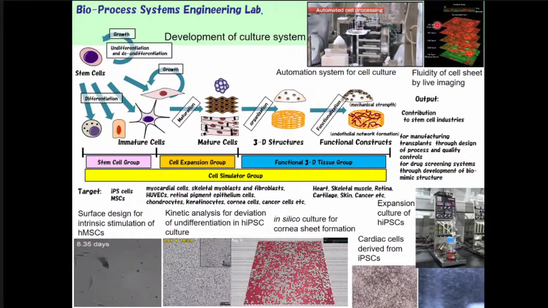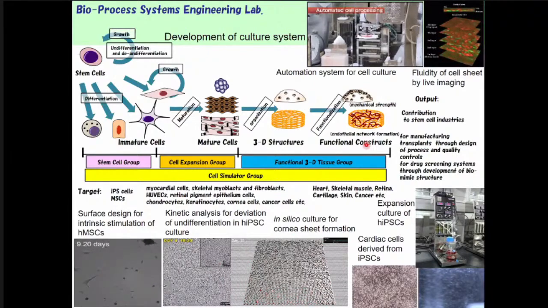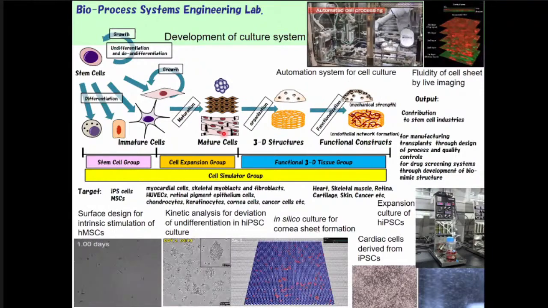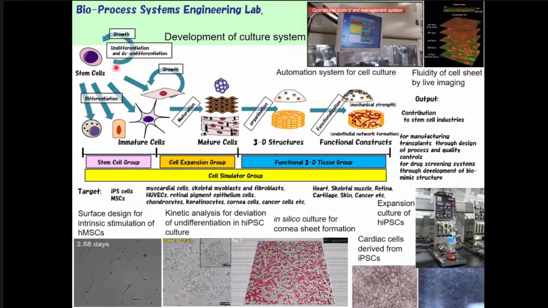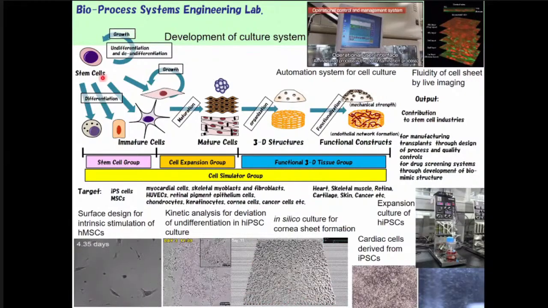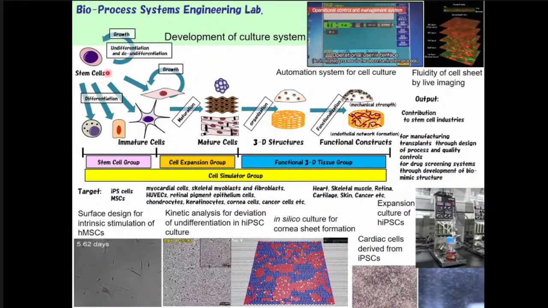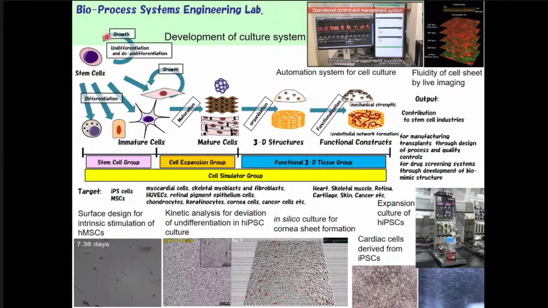These are typical representative works, but what is my research? Okay, I want to use stem cells. For clinical application as a final product, we need a large amount of cells. That's why we want to expand the stem cells while keeping them, for example, undifferentiated.